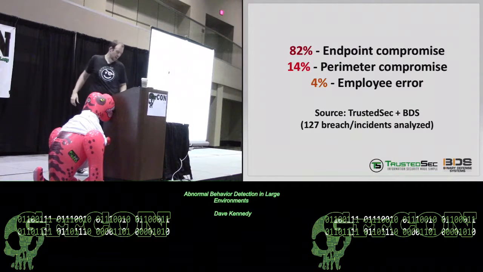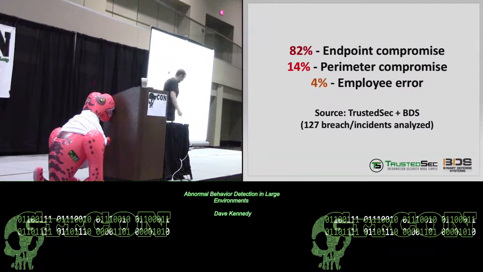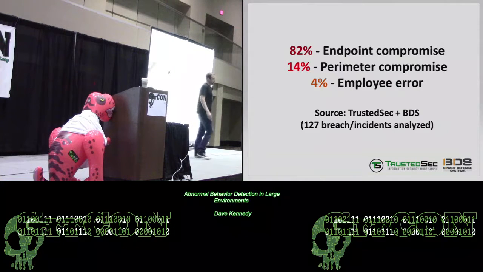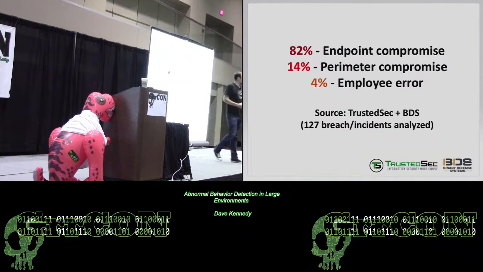But understanding these attacks, let's look at some stats from just our companies that we see. Of 100% of what we evaluated, 82% of the breaches were due to endpoint compromises. 82%. So your highest probability of risk, period, is going to be the end users. Everybody agree with that?